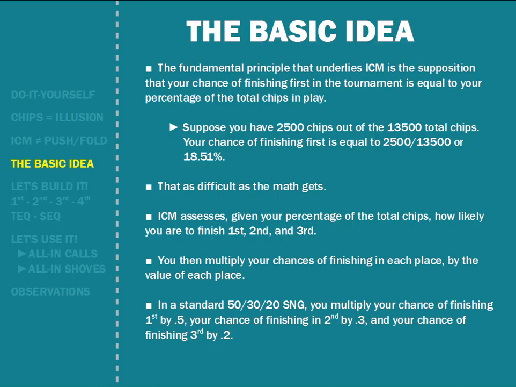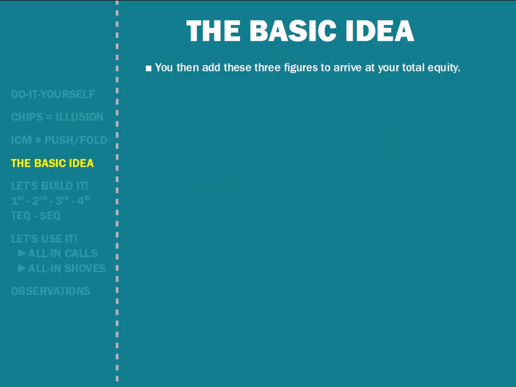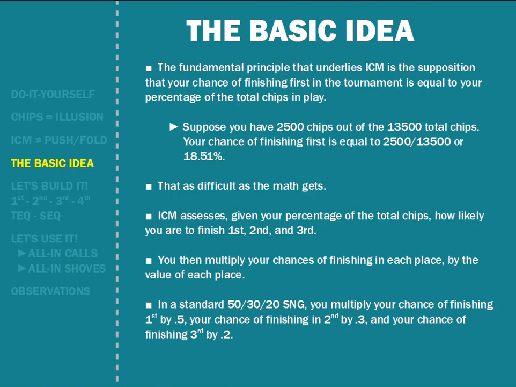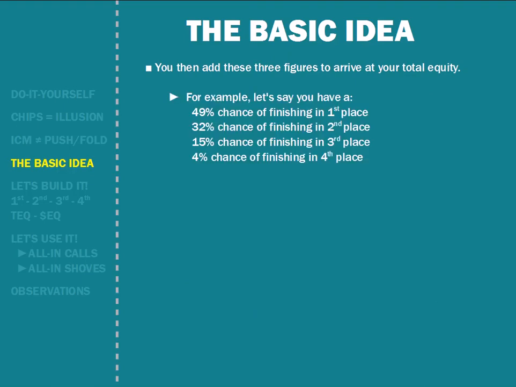50%, 0.5. You multiply your chance of finishing in second by 0.3, and your chance of finishing in third by 0.2. And then you add these three figures. Well, what three figures? The three figures that you get from multiplying your chances of finishing in the various places by the payouts, and you add those three figures to arrive at your total equity.